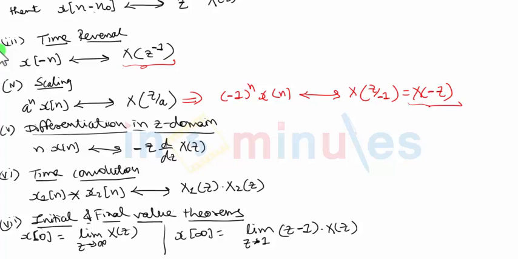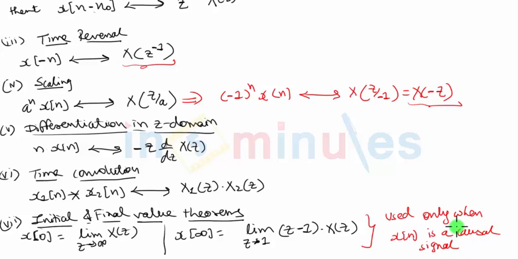We may not have to solve the time domain representation, but there is one condition which we have to remember. These two theorems should be applied only when x of n is causal. So these theorems are used only when x of n is a causal signal. If x of n is not a causal signal, then I can't use the initial value theorem, because in that case the initial value will not start from n equal to 0.